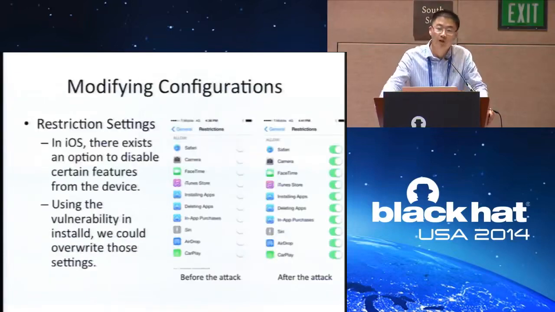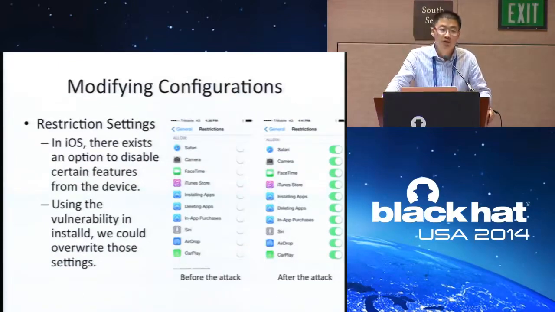For example, in iOS there's a feature called restrictions. Based on this feature, the user can specify what kinds of functionalities can run on the device. For example, there's a feature called installing apps. If you disable that, you cannot install other apps in the future. And if you disable the removing apps functionality, that means you cannot remove any apps on your device.